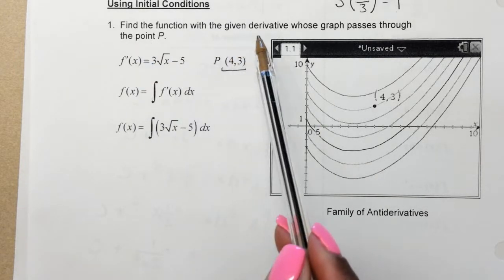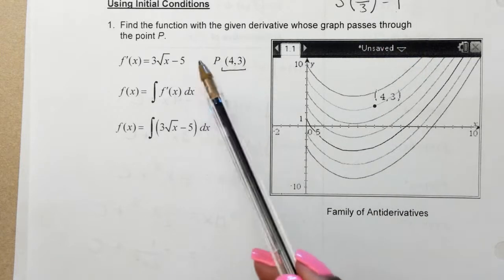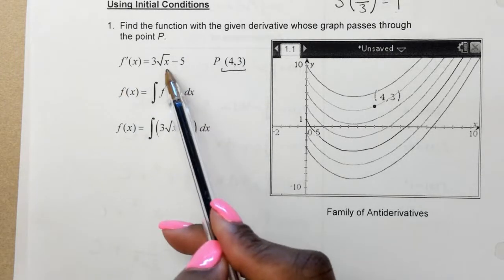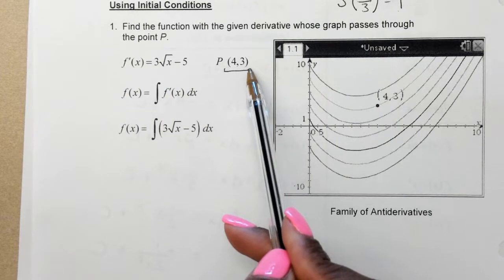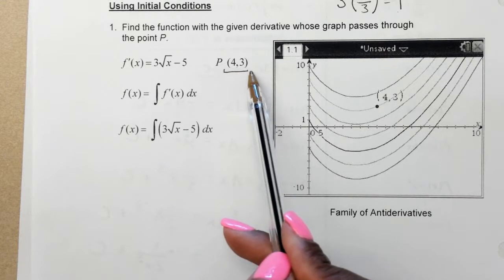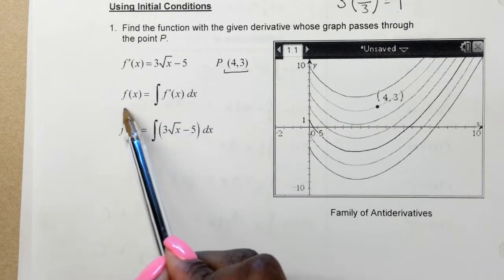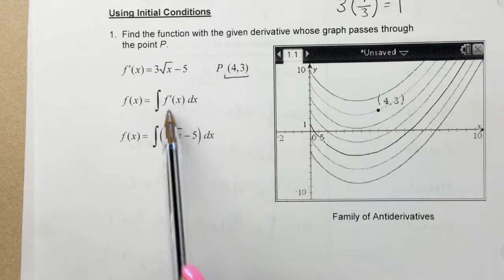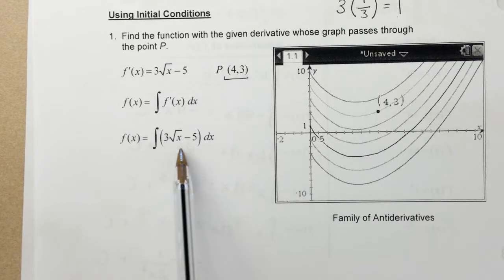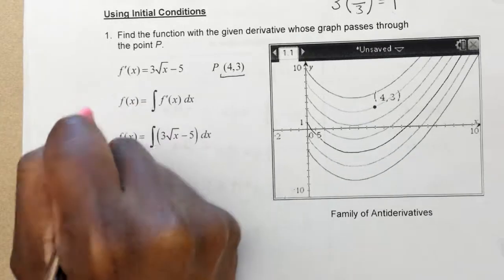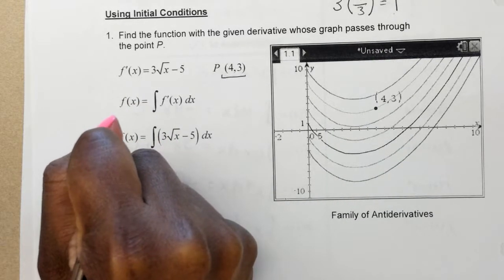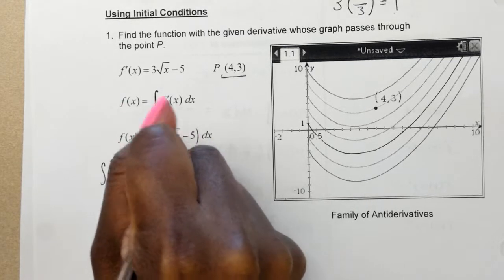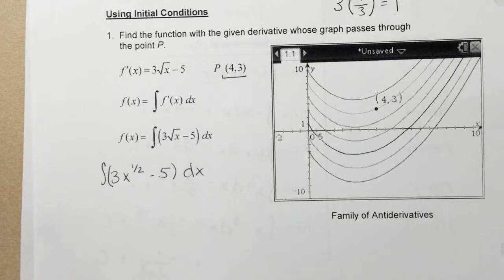So for this example, we want to find the function with the given derivative whose graph passes through the point P. So this is asking us to find the antidifferentiation of this derivative at the point 4, 3. So f of x is going to equal the integral of f prime of x dx. And f prime of x we know is 3 root x minus 5, which we're now going to rewrite as 3x to the 1/2 minus 5 dx.